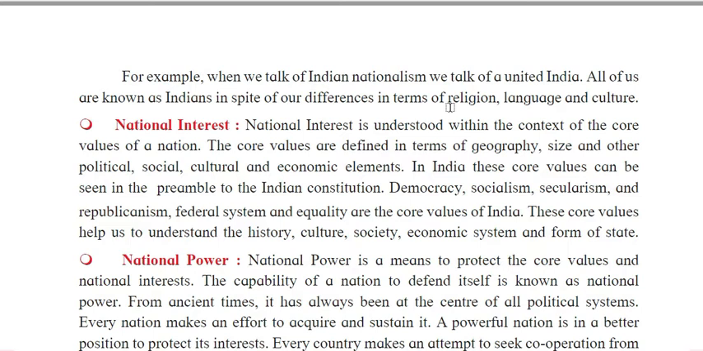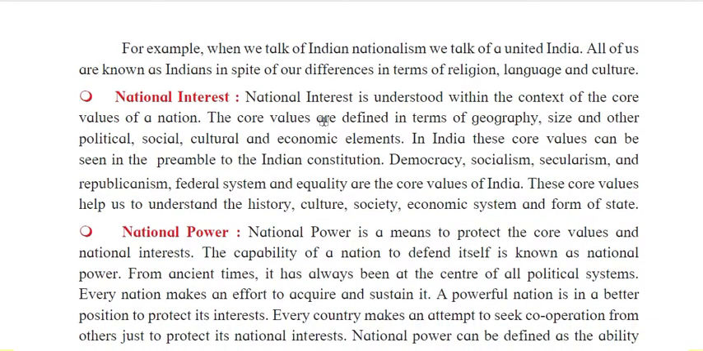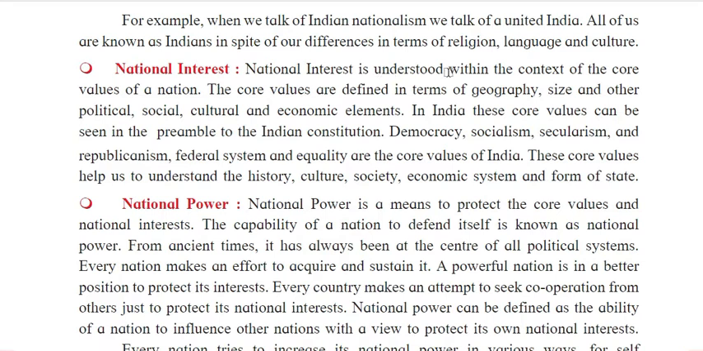So each and every individual who belongs to India is an Indian, and he used to say that I am an Indian. So that is again the concept of nationalism. Then the national interest. So what is this national interest? National interest is understood within the context of core values of a nation.